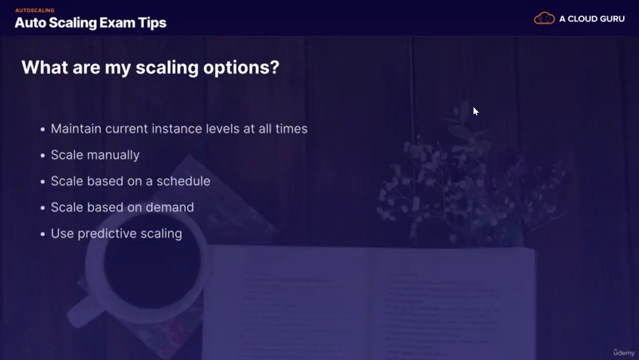So that is it for this lecture, everyone. Like I always say, the best way to learn something is to go in and do it. So we're going to do that in the next lab. Just remember going into your exam, the different scaling options. So there's 5. Maintain current instance levels at all times, scale manually, scale based on a schedule, scale based on demand, or use predictive scaling.